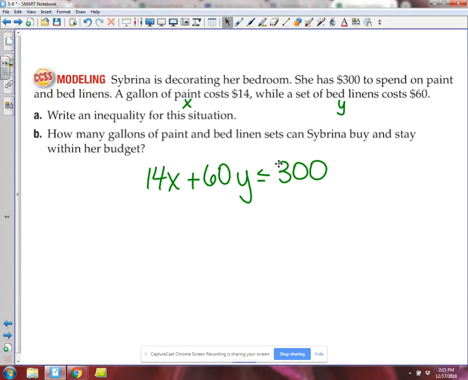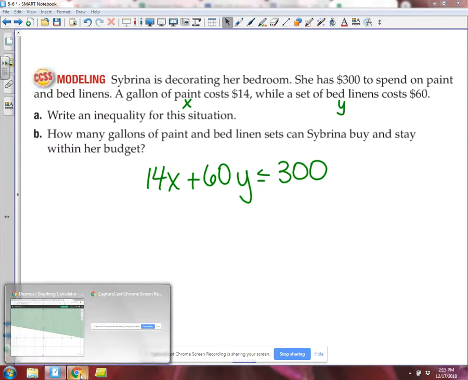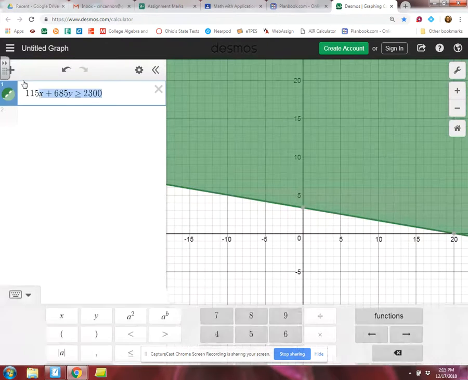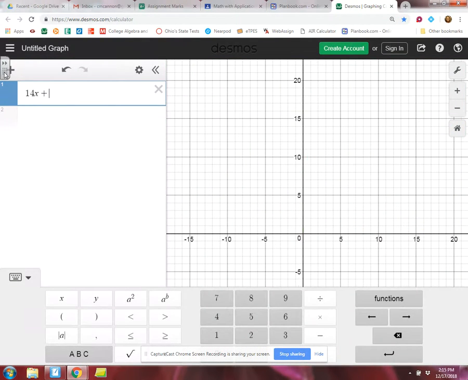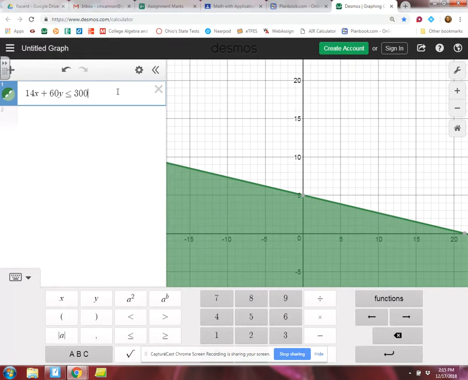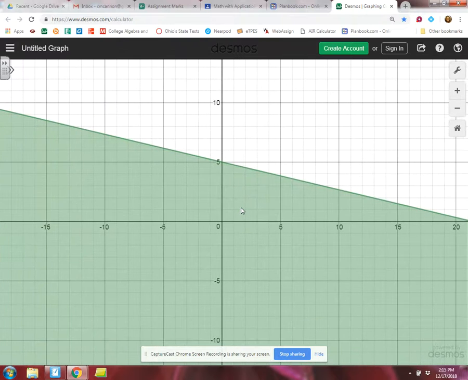I'm going to have you read that back to me, and we're going to put it back in Desmos, and we're going to find some answers. All right, what do we got? Okay, so there it is. Again, I ask you, where do I want my answers to come from? The green part and which quadrant? Can I have negative bed linens? No, it's got to come from quadrant 1. Can you find me an answer? Yes, you can.